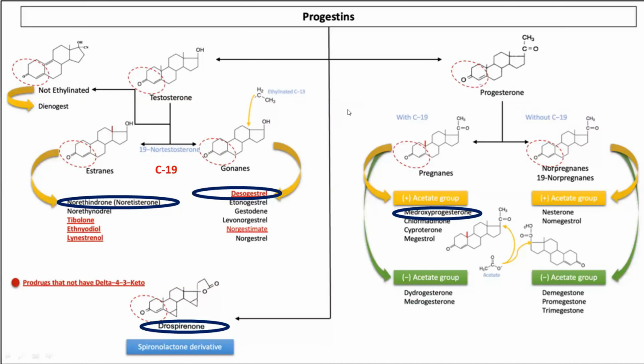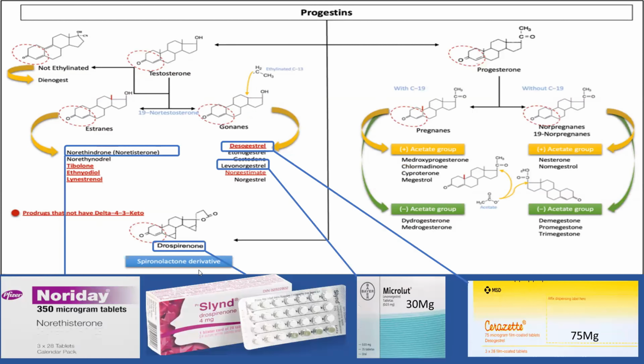But from the biochemical or pharmaceutical point of view, the progestins or progestogens are classified into derivatives from the testosterone. Most of the progestogen-only contraceptives are derivative from testosterone, particularly desogestrel group or norethindrone acetate, or from progesterone, which is only medroxyprogesterone acetate, or spironolactone derivative, which is drospirenone, okay? So this is a short summary of the progestogen-only contraceptives.